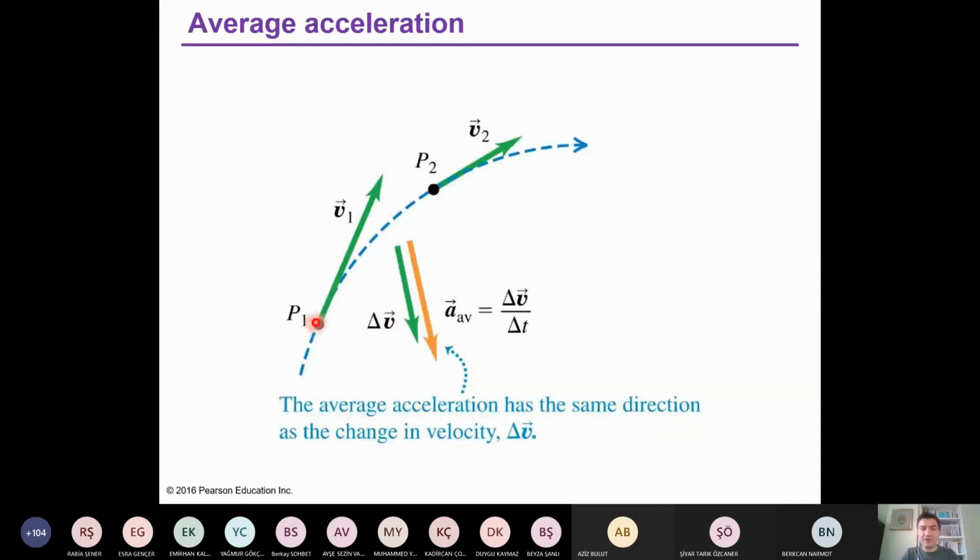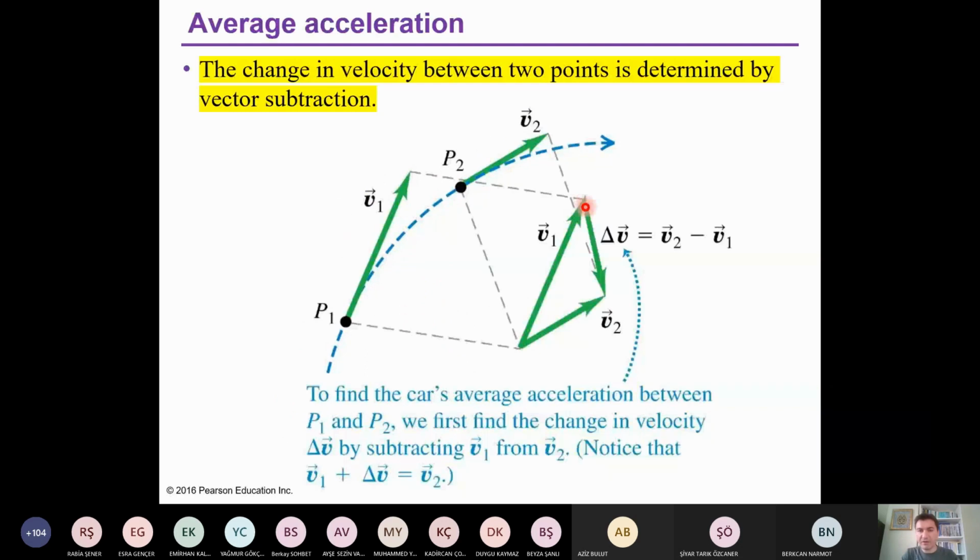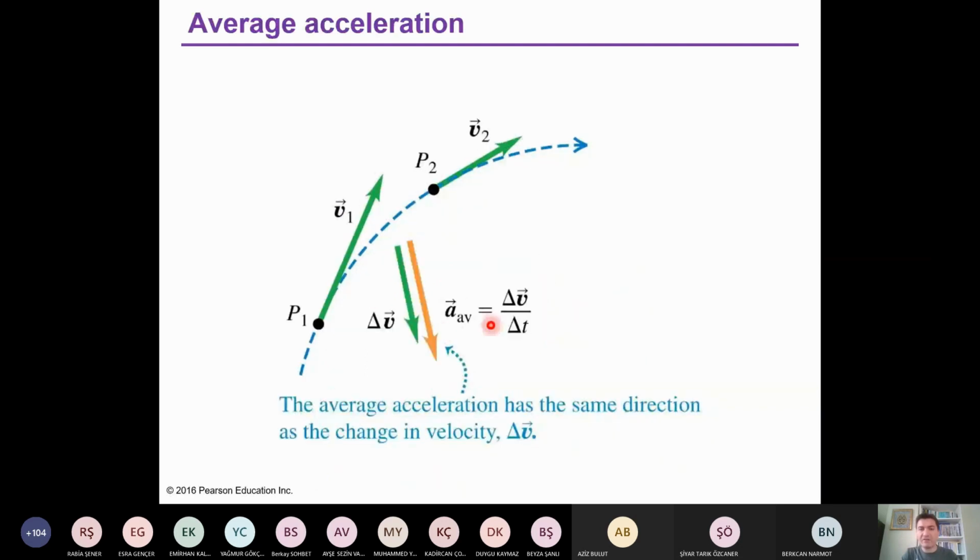So first of all, we have velocity 1, instantaneous velocity, and we have velocity 2. By using vector subtraction, you can find delta V. This is the direction of delta V. We have found it here. And acceleration is given with this expression. So average acceleration is along the delta V, okay?